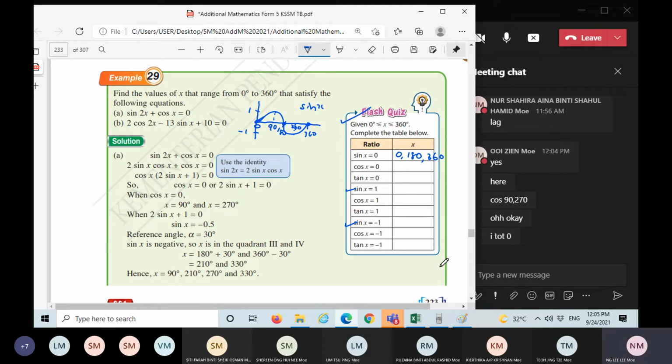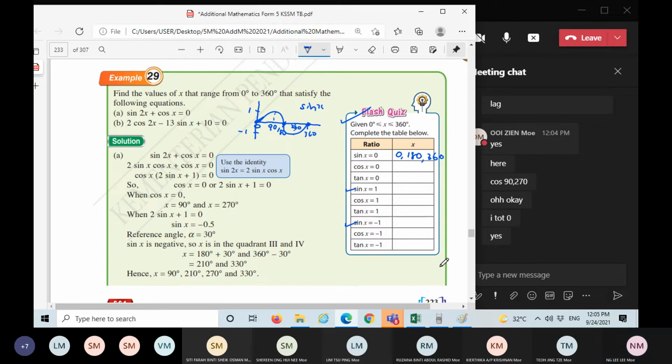Your answer for cos x equals 0? Sorry, because I want to make use of the graph. Like, sine x is 1, so what is x? Okay, 90, because here is 1, you see? At this point, here is 1, so the answer is 90.